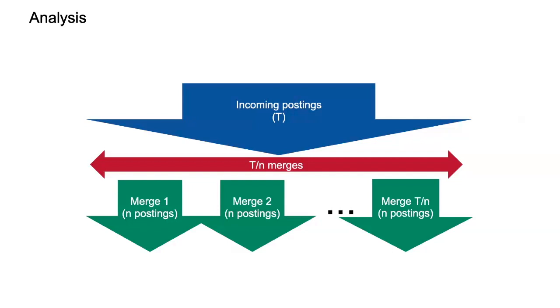So every time we merge, we are going to feed n new postings into the existing index. And at the end, at merge number T over n, if you do the multiplication, n postings multiplied by T over n, then you get T. That's the total number of tokens. For whom is that clear? Just the division. So now, what is the complexity?